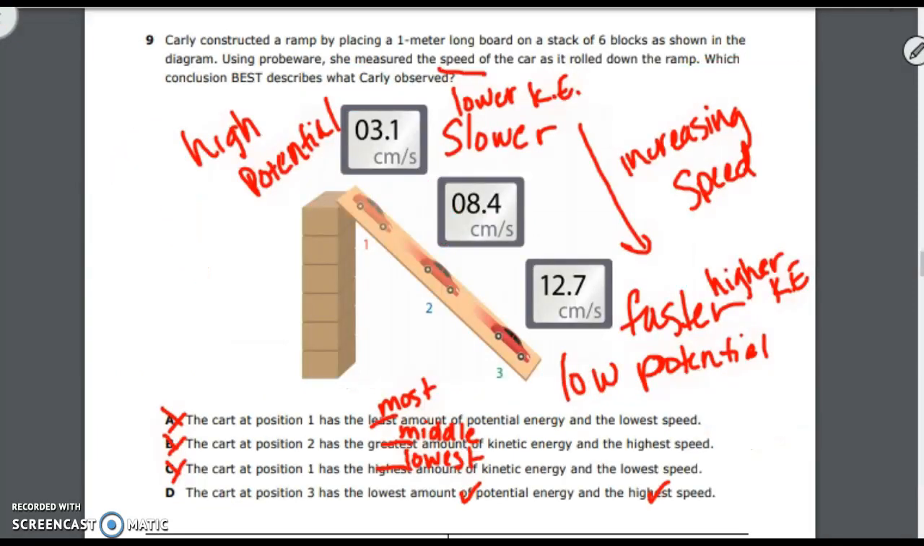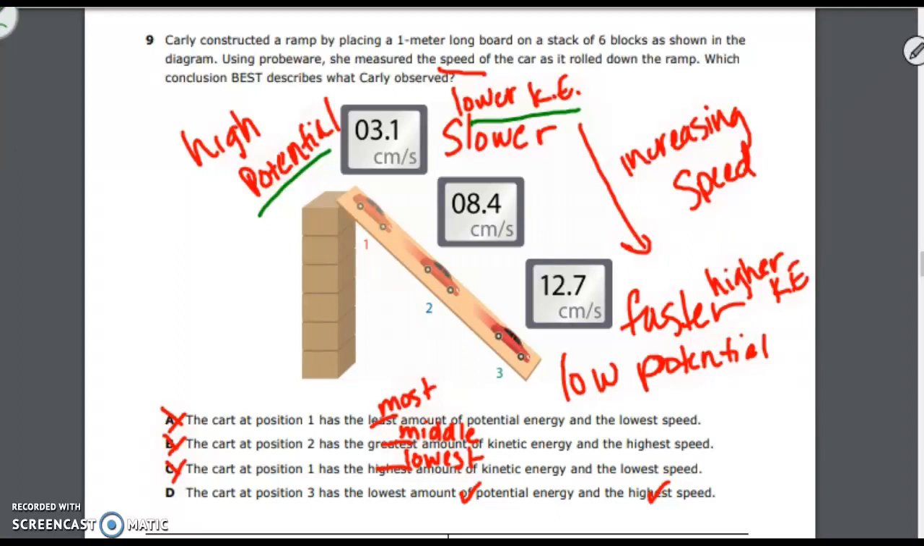Okay, number 9, Carly constructed a ramp by placing a 1 meter long board along a stack of 6 blocks as shown in the diagram. Using ProbeWare, she measured the speed of the car as it rolled down the ramp. Which conclusion best describes what Carly observed? Well, up here at position 1, we see that it is highest up, so that means it has the highest potential, and it is going the slowest, so that it has the lowest kinetic right there. As it goes down the ramp, it speeds up, so its kinetic is increasing, its potential is decreasing as it's getting down lower.